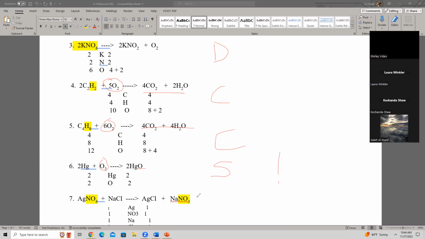And what about the next one? What do you see happening? Double replacement. Correct. The NaNO3 replaced the Cl. Why is it double replacement? Because see how this one here is with the silver, but here it is with the sodium. And then here, the chlorine is with the sodium, but here it is with the silver. So that means they switched partners. That's why it's double.